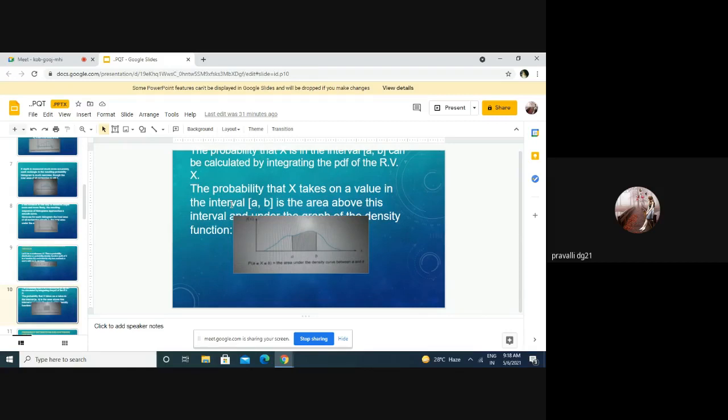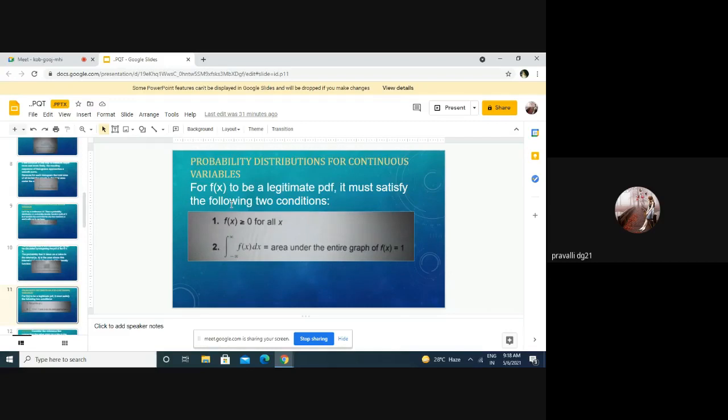The probability that X is in the interval a to b can be calculated by integrating the PDF of random variable X. The probability that X takes on a value in the interval a to b is the area above the interval and under the graph of the density function. Here it is. Probability distributions for continuous random variables.